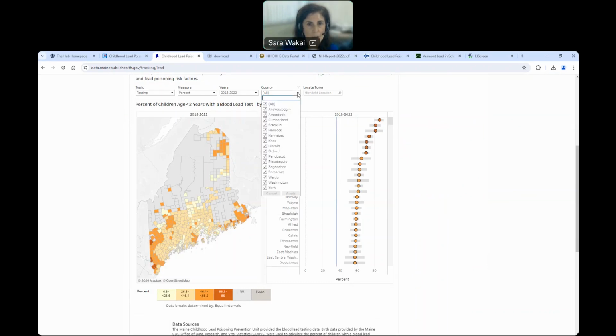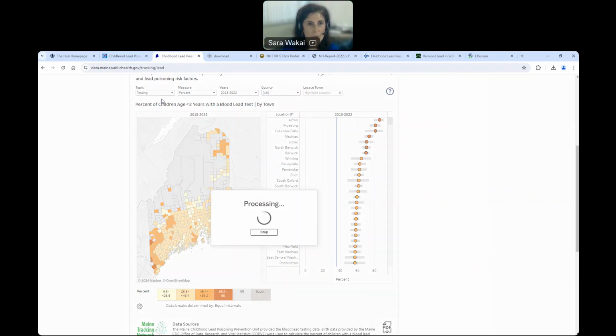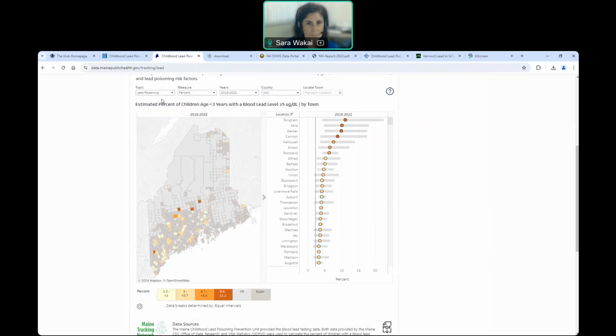Oops, here. It's processing, it just takes a minute. Right, so then you can also look at it this way. And so not only can you look at data for lead poisoning, but they have testing, pre-1950 housing, and poverty rates.